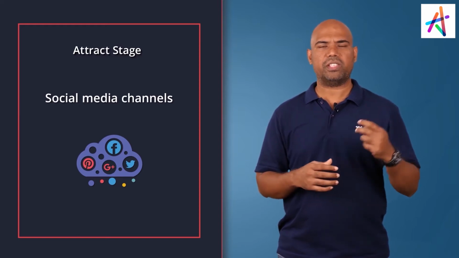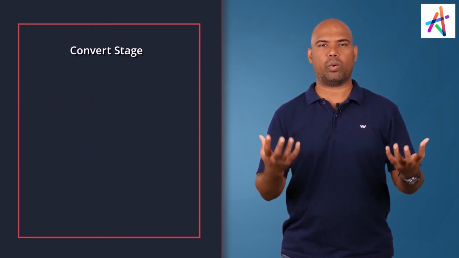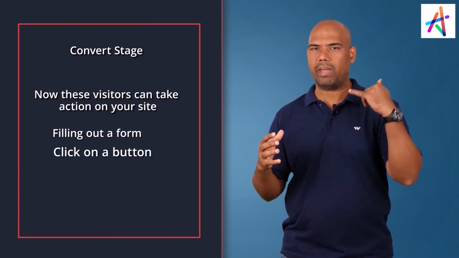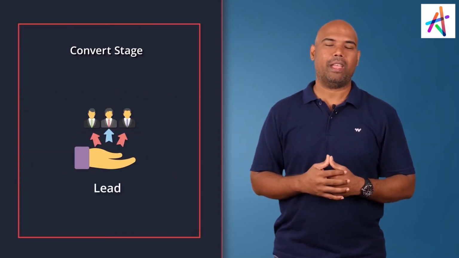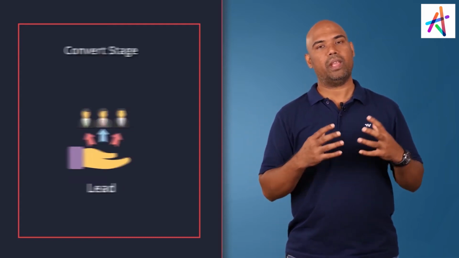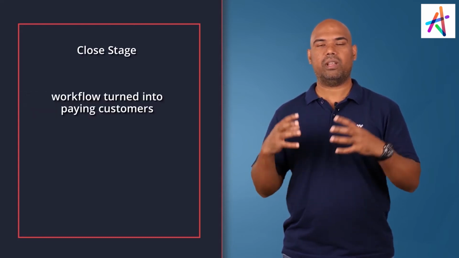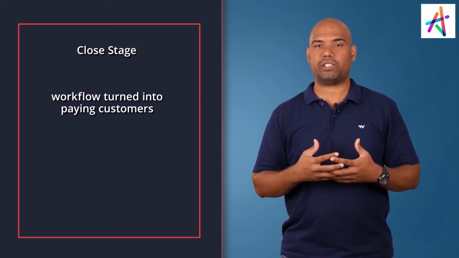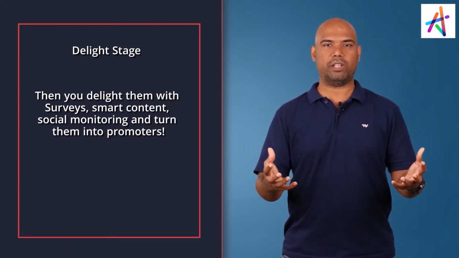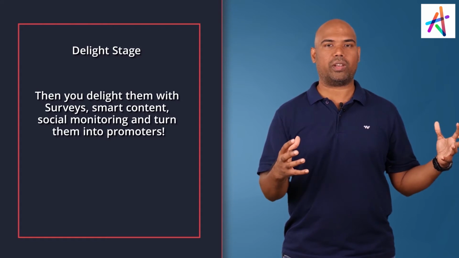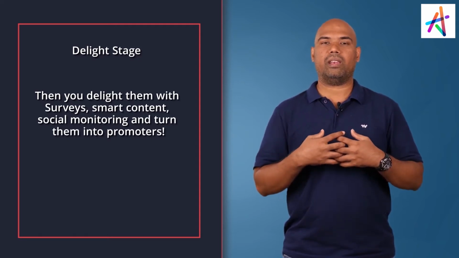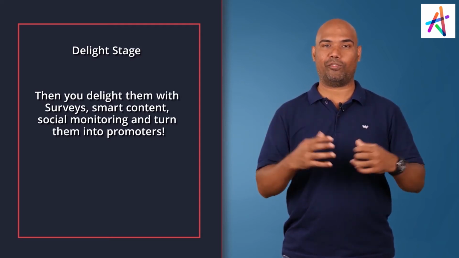That's the attract stage. The second stage is about conversion. So, somebody comes to the website, you make them take action, like fill out a form, click on a button, make a call or whatever, that turns into a lead. Now that lead could potentially become your customer in the close stage. So stage number three, close stage, in which you make the customer buy products from you. And stage number four is the delight stage, where you provide the customers, the leads, some smart content or some really useful information that they can use, and they're delighted, they become your followers, fans of your brand.